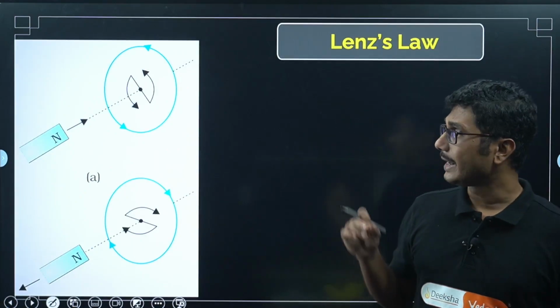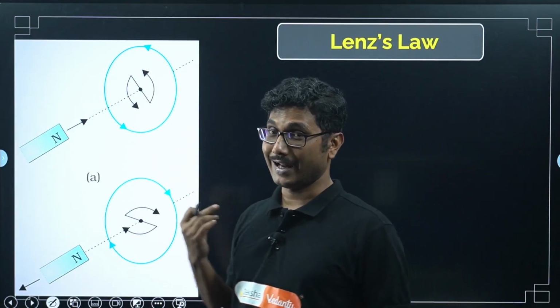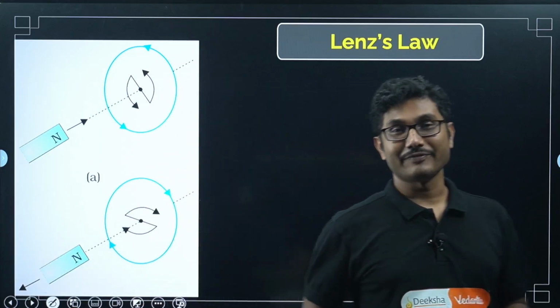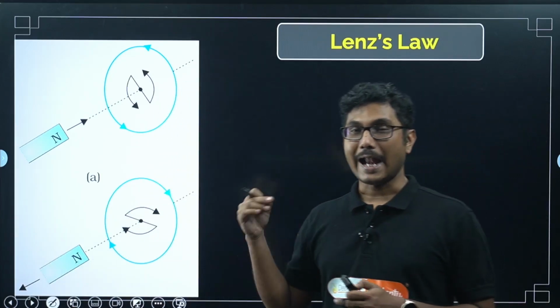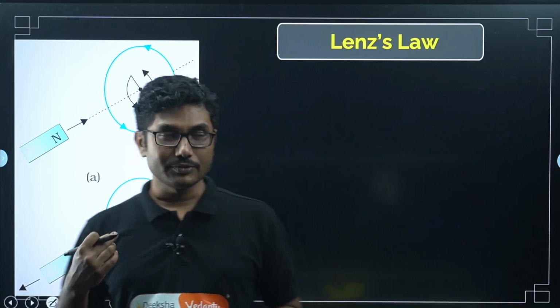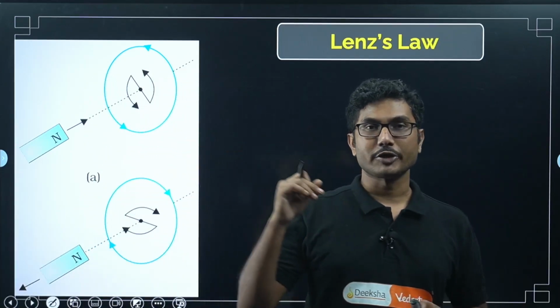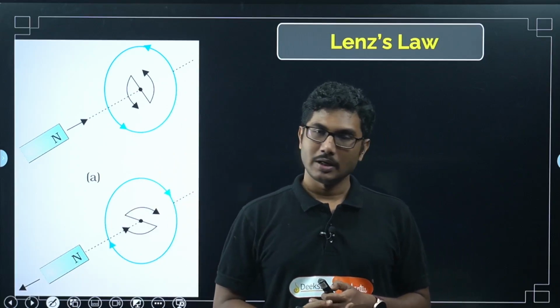Now let's look into Lenz's law. What is Lenz's law? The negative sign that was coming into the Faraday's equation was initially not there. When Faraday gave his law, if you read the law correctly, Faraday says epsilon is directly proportional to d phi by dt, right?